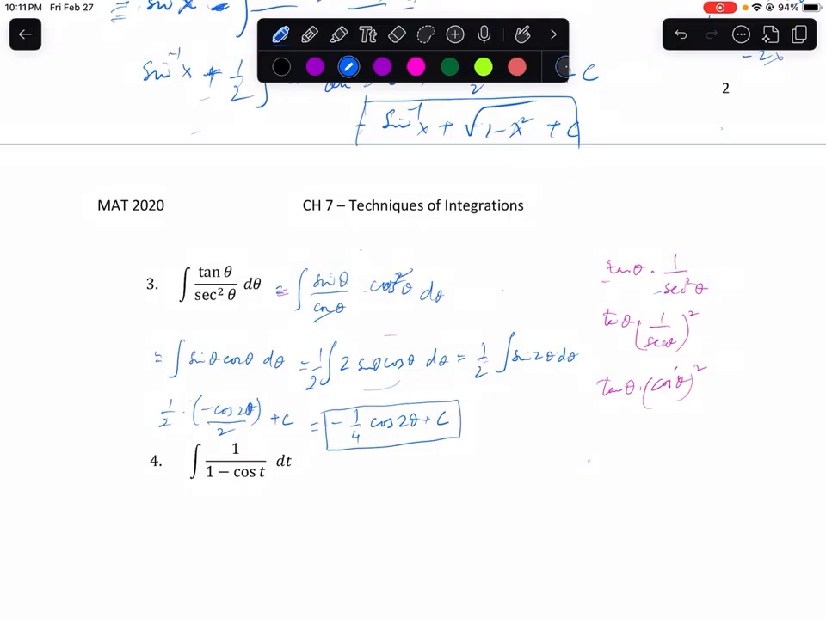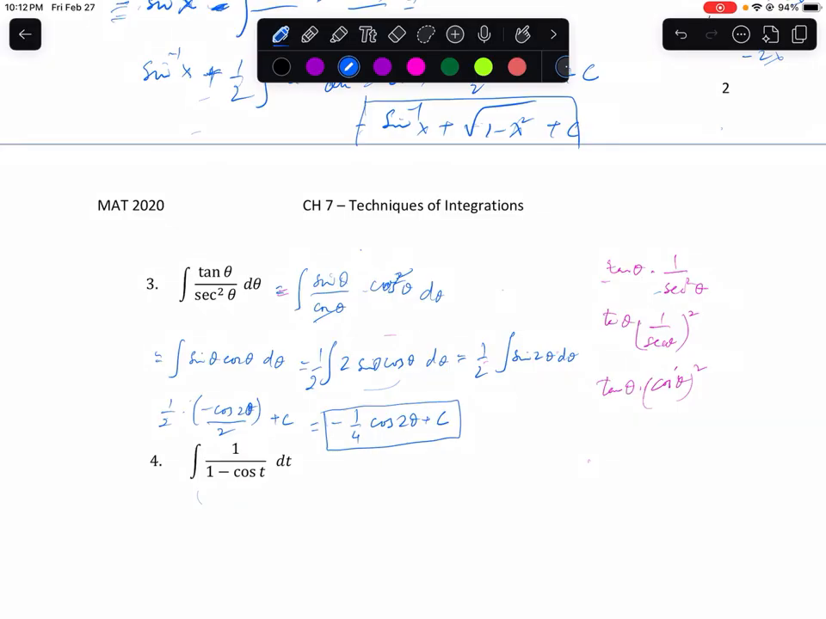Next one is 1 over 1 minus cosine theta. So now this is again a problem which we cannot do in this form. So we have to do something, and substitution won't work at this moment, because if you put 1 minus cosine theta equal to u, then the du will have a sine t in it, and we don't see a sine t, so we won't be able to transform the t into u. So substitution won't work at this moment.